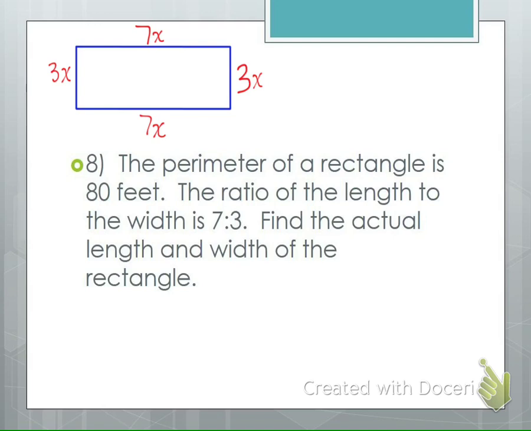Remember, perimeter is what you get when you do what with all of the sides? Add them all up. So if they're talking about perimeter, I better know how to find perimeter. I would have to add all the sides together. So if I take 3x plus 7x plus 3x plus 7x again, what do I get according to the first sentence of the problem? 80. Okay, so yes, if I add all the x's up, what would I get? 20x.